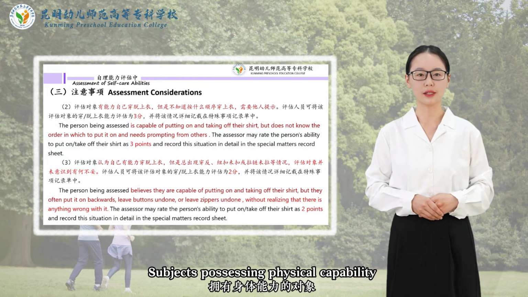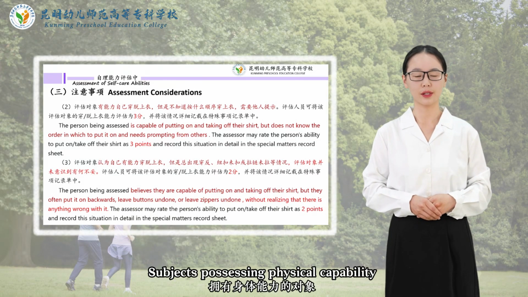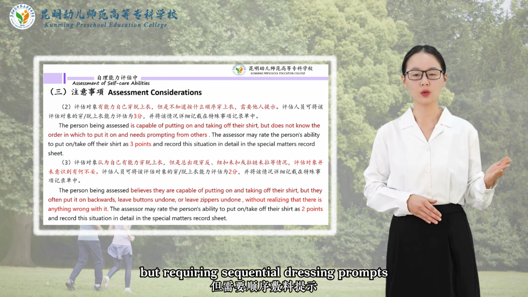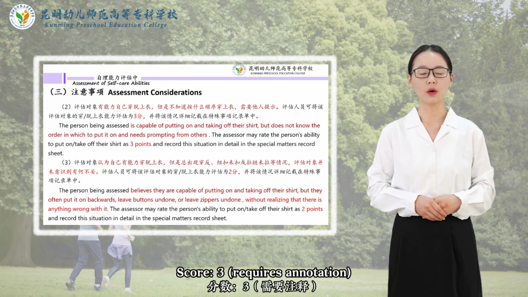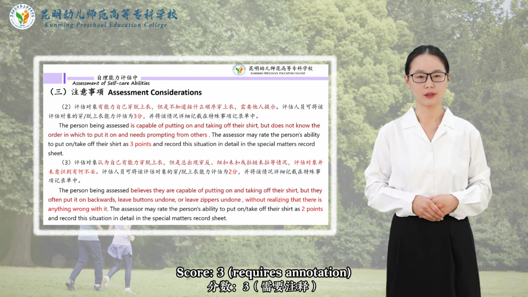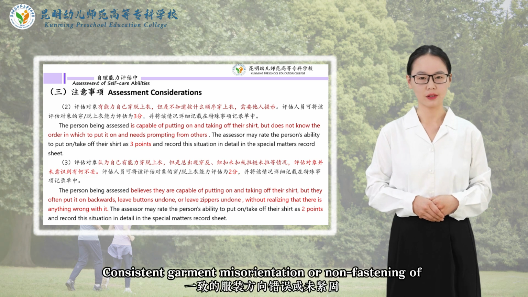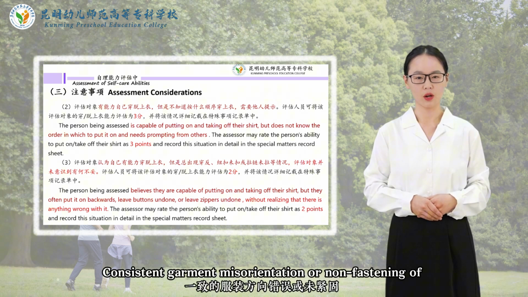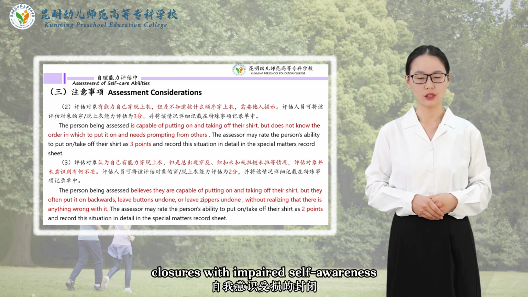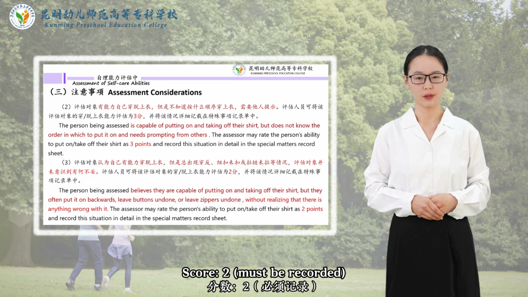Case 2, subjects possessing physical capability but requiring sequential dressing prompts. Score 3 requires annotation. Case 3, consistent garment misorientation or non-fastening of closures with impaired self-awareness. Score 2 must be recorded.